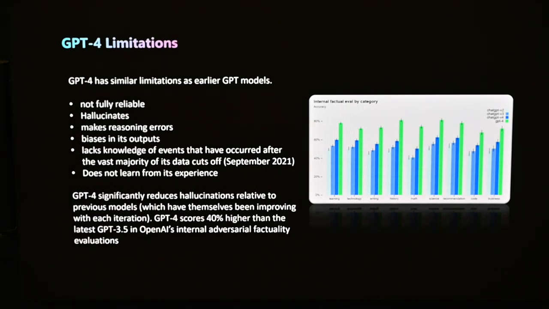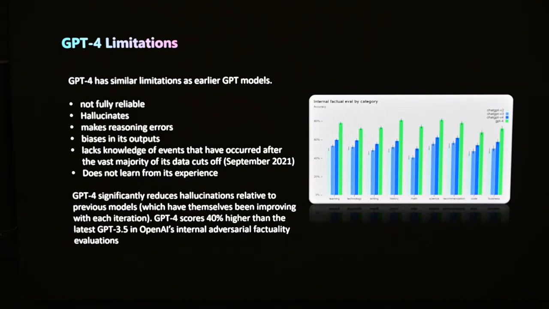So some of the limitations of GPT-4, right? We've got to be careful. It's still not 100% reliable. Right? There's still the ability for it to hallucinate, to come up with incorrect answers. This is really key. It still makes reasoning errors. Right? So we still need to be able to help it to get to an accurate response or help it get to an accurate answer.